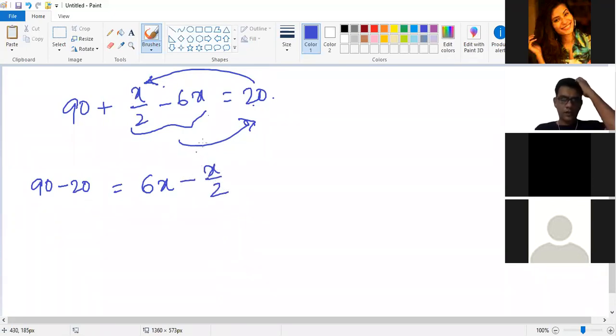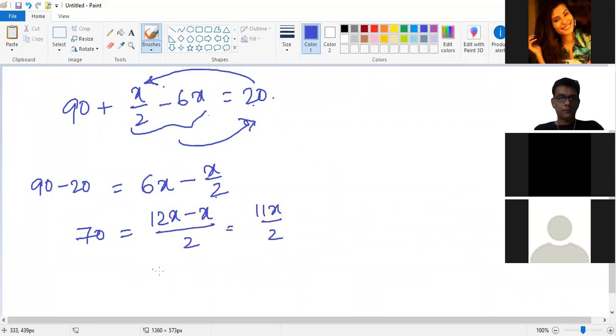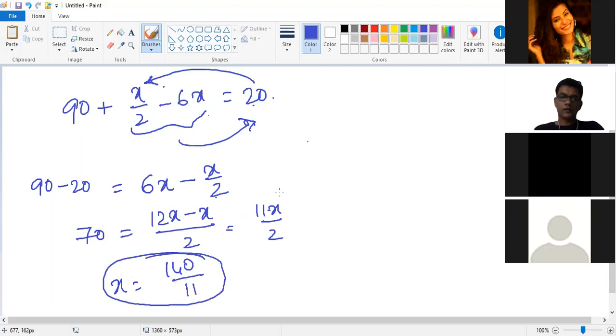I hope you understand. We are not dividing or multiplying, we are taking to the left hand side and right hand side, so the sign changes. 90 minus 20 is 70. 6x minus x by 2 is 12x minus x by 2, which is 11x by 2. But what is x? x is nothing but 70 into 2, 140 by 11. Whatever value I get, forget it, I'm not interested in going beyond that. Now, which was the other equation?